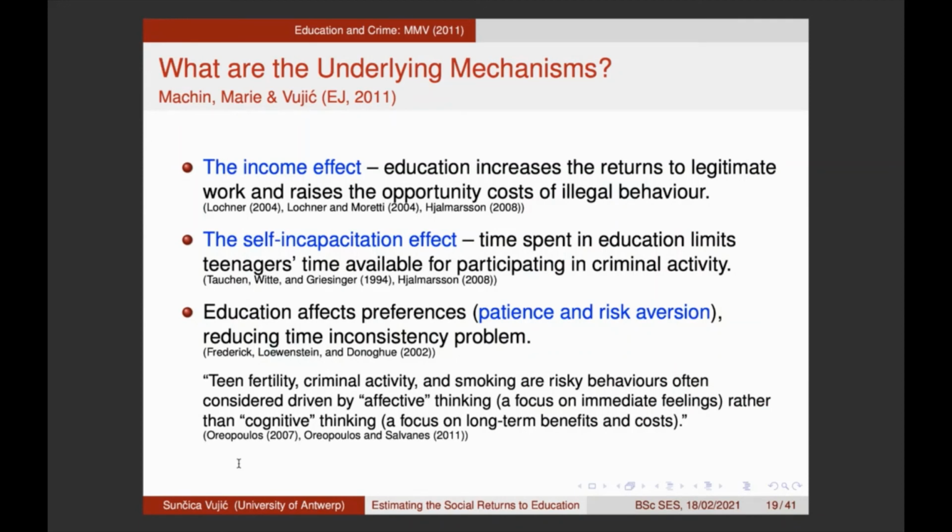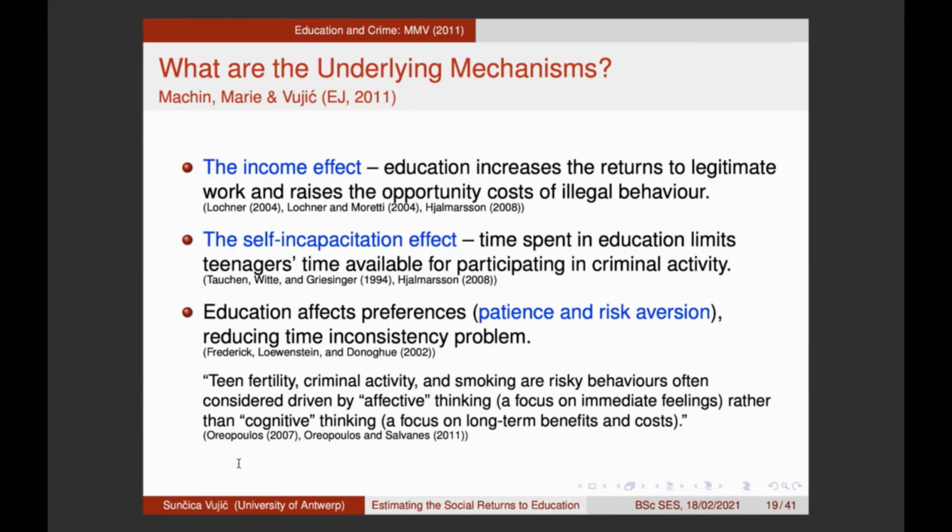So what does it mean? It means that if you have more years of education, and you decide to commit crime, you actually have more to lose. Because if you are caught and put in prison, then not only would you not be able to do any legal activities, but once you come out of prison, there will be a stigma, and it will be even more difficult to find a job in the legal sector. So that's why there is this indirect income effect, that education raises the opportunity cost of this illegal behavior.